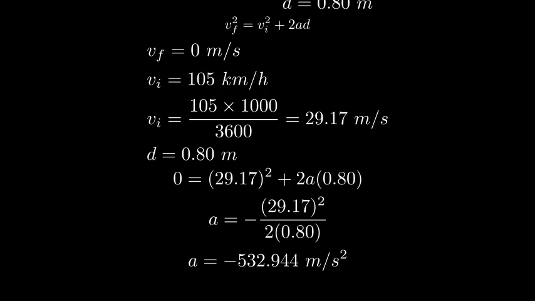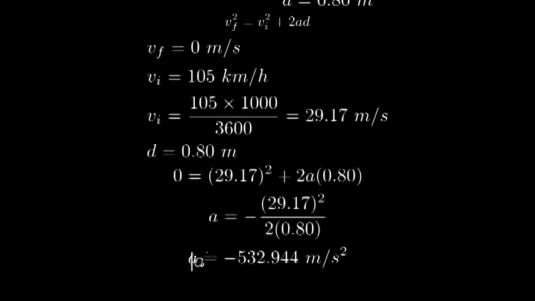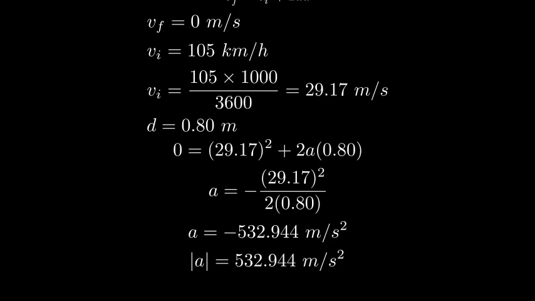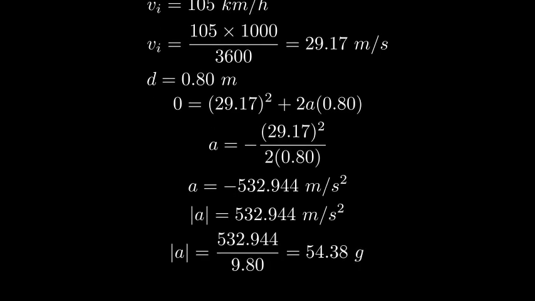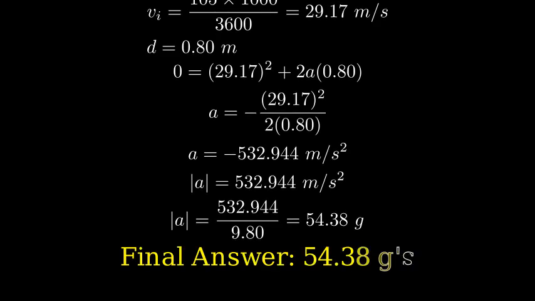The negative sign indicates that the acceleration is in the opposite direction of the initial velocity, but we're asked for the magnitude. So we'll take the absolute value, giving us 532.944 meters per second squared. To convert this to g's, we divide by 9.80 meters per second squared. This gives us 54.38 g's.